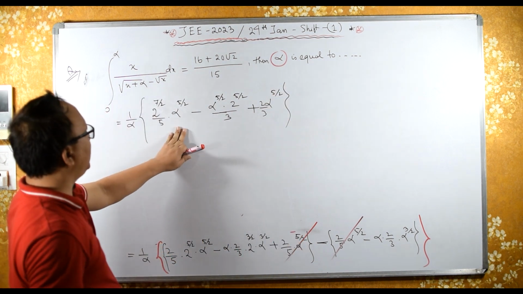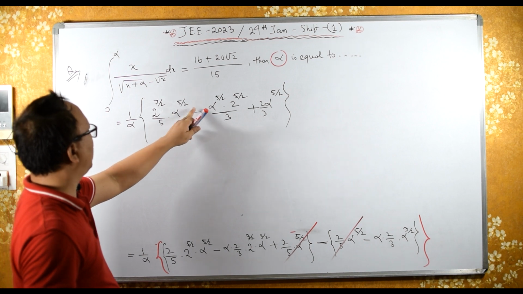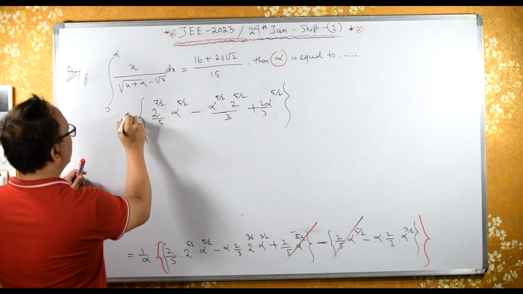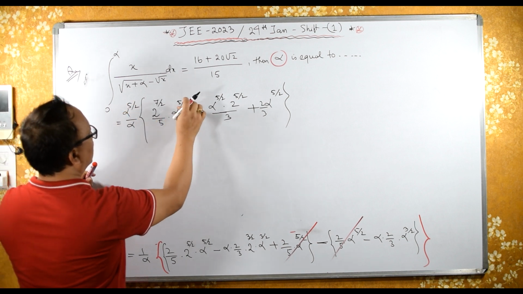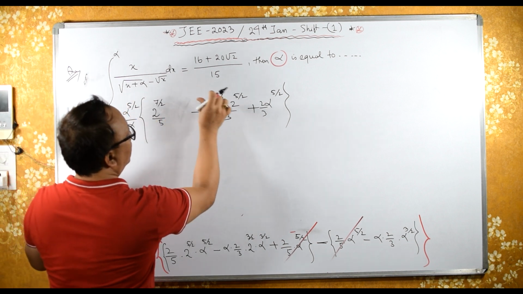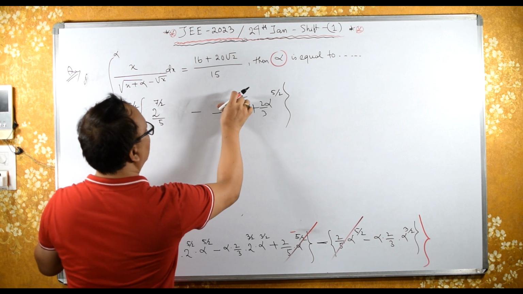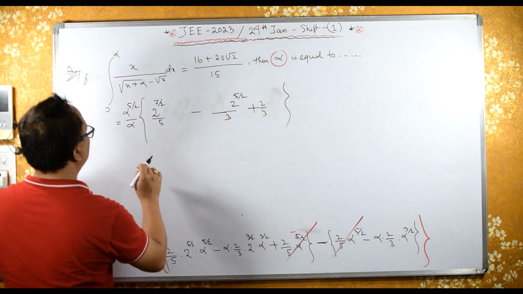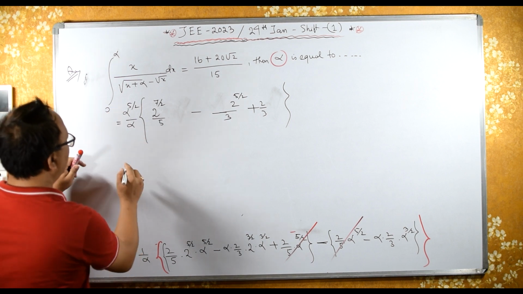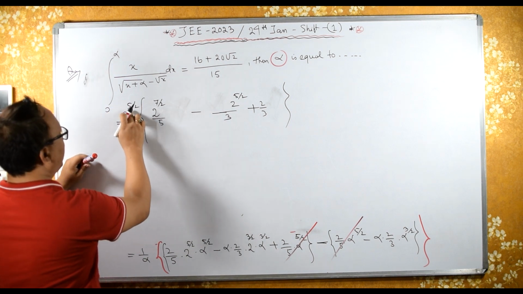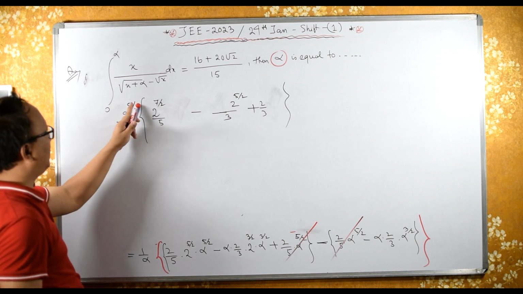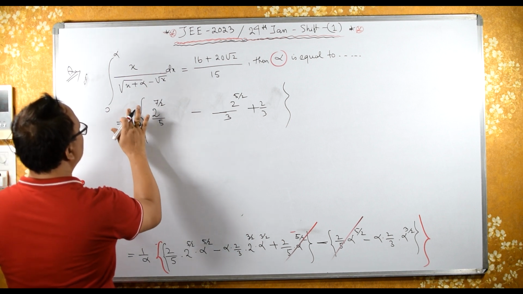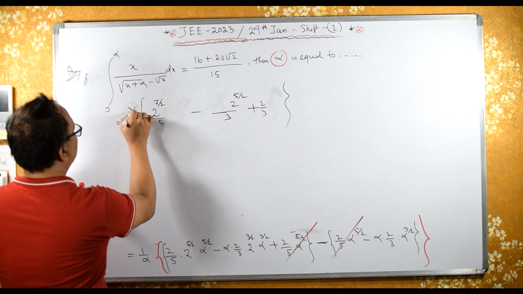Now we can take alpha raised to 5 by 2 outside here. So I can remove alpha raised to 5 by 2 by taking this outside. Here 5 by 2 minus 1 is alpha raised to 3 by 2. So I will write alpha raised to 3 by 2.